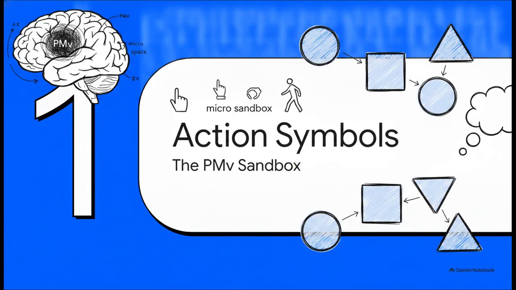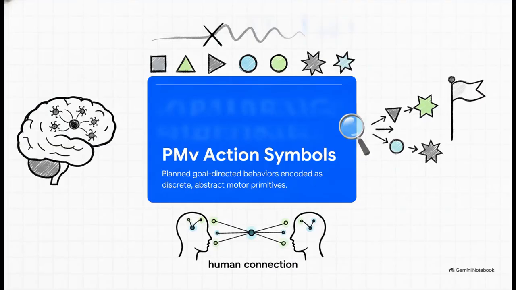Section 1. Decoding the action symbols. And for this, we have to begin our journey in the micro sandbox, specifically a region of your brain called the ventral premotor cortex, or PMV. Now, recent primate frontal cortex research has proven something absolutely fascinating. Your brain doesn't actually plan goal-directed actions through continuous, blurry, manual line tracings. Instead, your PMV uses a highly specialized neural network to encode planned behaviors as discrete, abstract motor primitives. We call these action symbols.